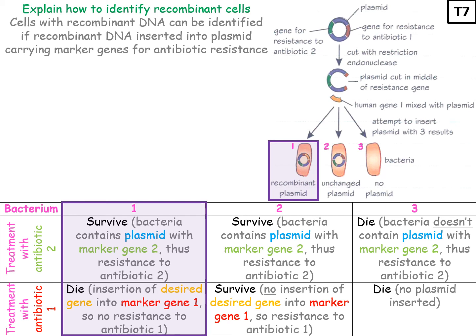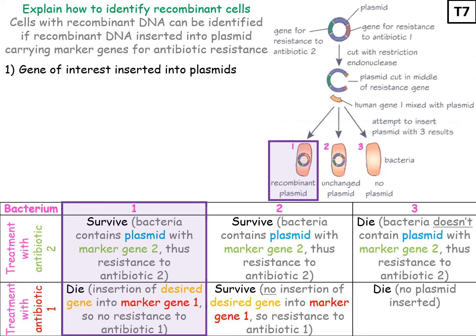So we want a system where treating it with antibiotic 2 means that the bacteria survive because they have the plasmid, but when you treat it with antibiotic 1, it dies because the insertion of the desired gene disrupts the gene that produces resistance to antibiotic 1, and therefore there's no more resistance to antibiotic 1.